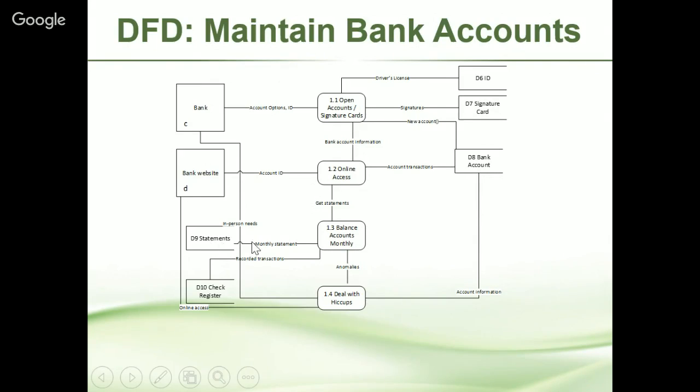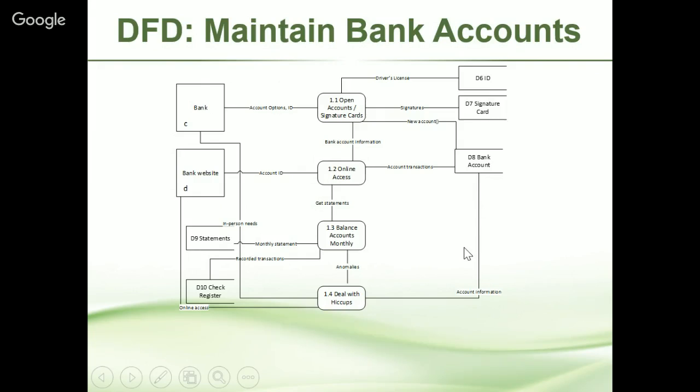Now, to do that, you need your statements. You need your check register, and that pretty much will do. You're balancing what's on the statement with what's in your check register, with what you recorded. So this is another data store. And then dealing with hiccups, you're going to look at your bank account, you're going to go to your bank. So it's very simplistic, but it has all the information that you need to understand how things flow.